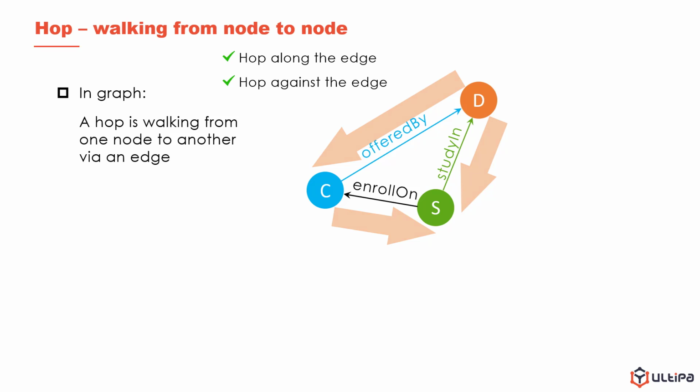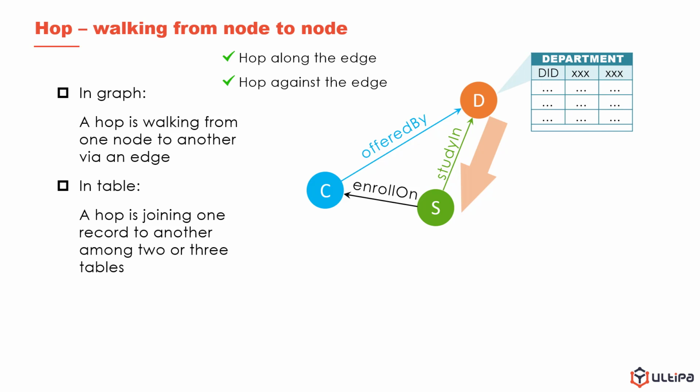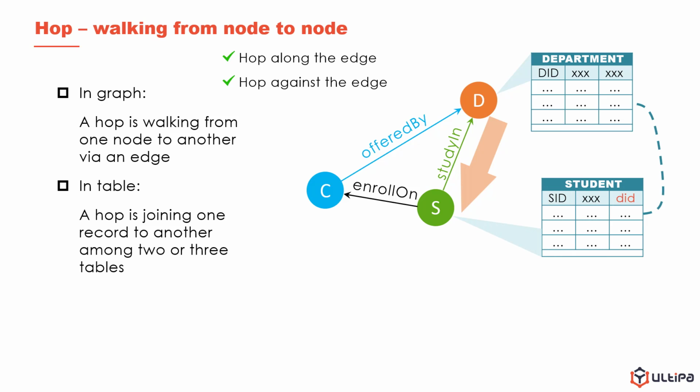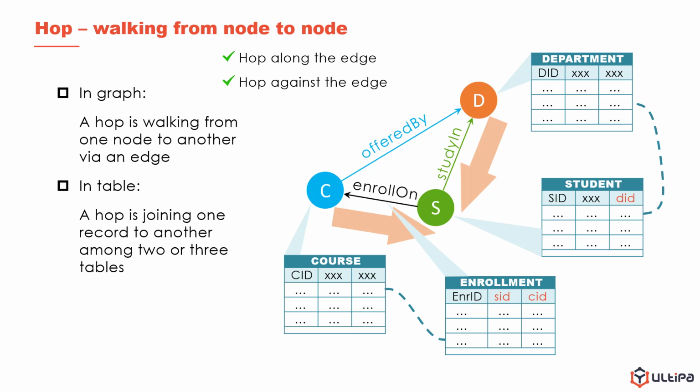Compare hops on the graph with the operations on relational tables. One hop is relative to joining one record to another among two or three tables. For example, walking from a department to one of its students is equivalent to joining the department table with the student table. Walking from a course to one of its students is equivalent to joining the course table with the enrollment table and the student table.